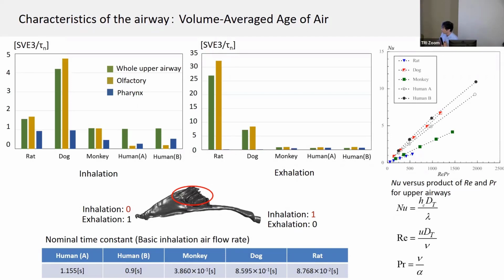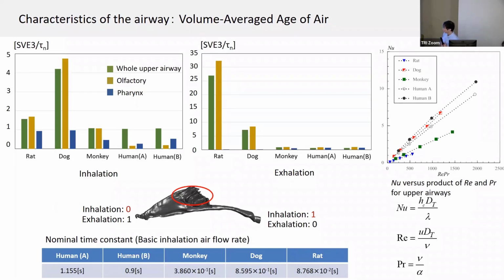And compared to the human model, please take a look at the results of the dog model. In the dog model, there is a very high age of air at the olfactory region. The left-hand side is inhalation conditions, and the right-hand side is exhalation conditions. In the case of inhalation, inhaled air is very slowly transported to the olfactory region and stays longer. This may be a difference in the mechanisms of perception, one of the reasons for the difference in olfactory perception between dog and human models.